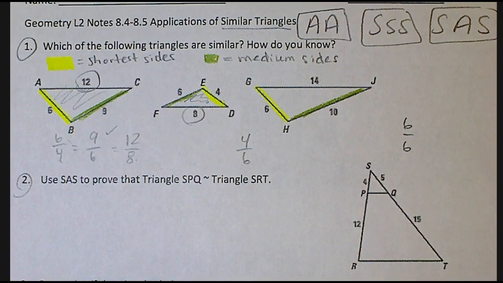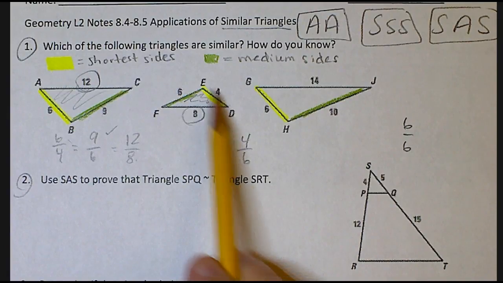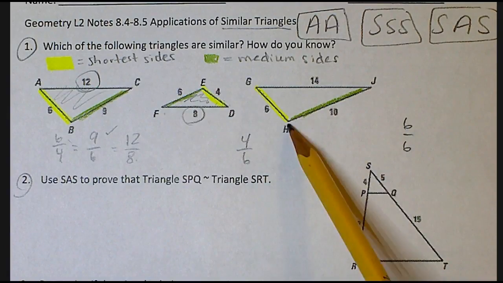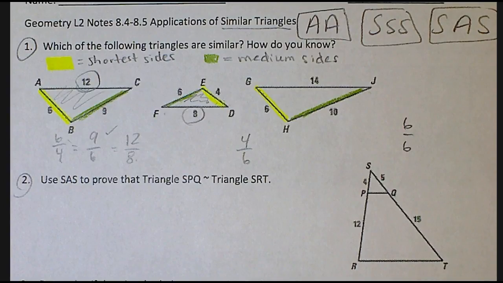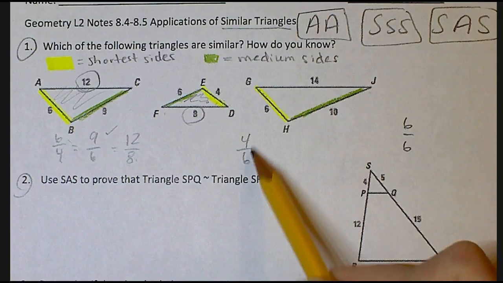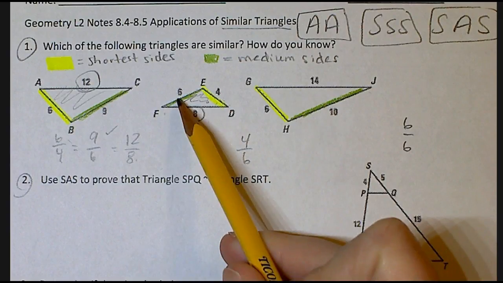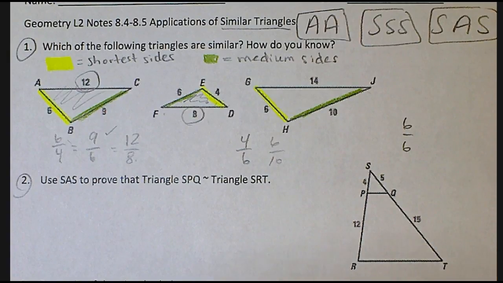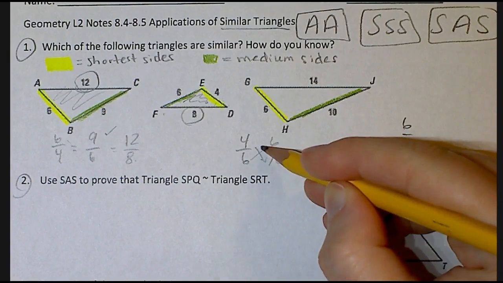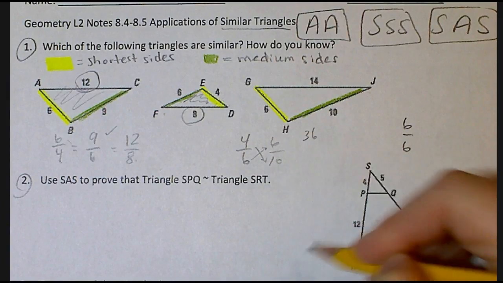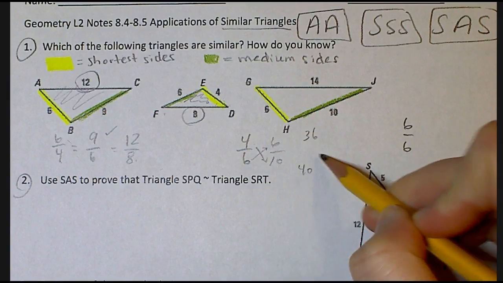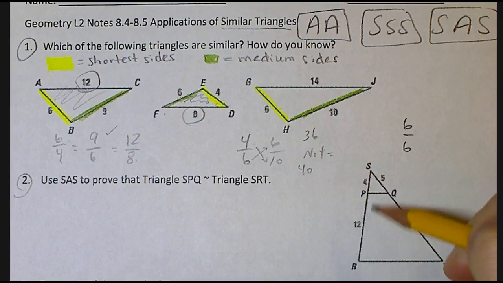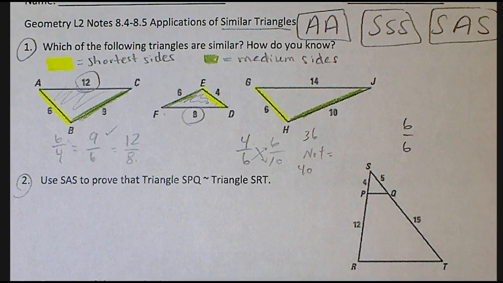Now I want to know if triangle DEF is similar to triangle GHJ. I can do the same thing. I can set up all of my ratios for the corresponding sides. I've already compared the smallest sides. Now I want to compare the medium sides. So 6 to 10. Well, if I did my cross products, 6 times 6 is 36, 4 times 10 is 40. These are not equal. So right away I know these triangles are not similar.